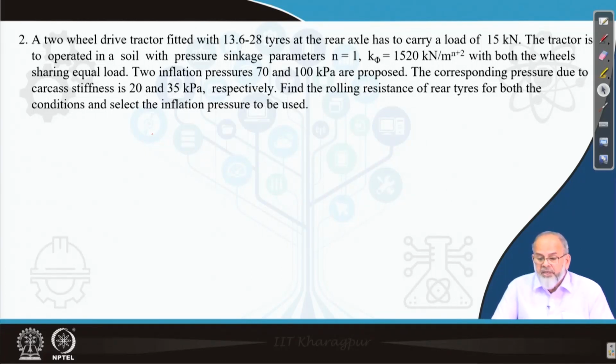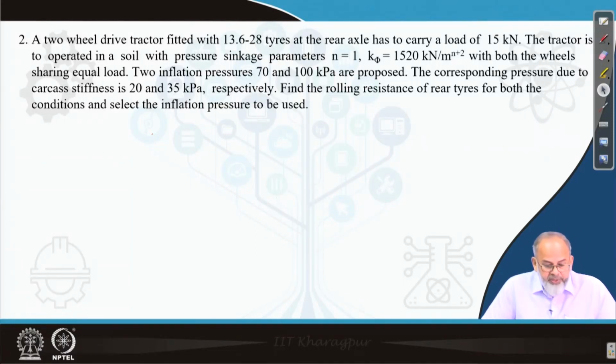frictional modulus of sinkage k phi 1520 kilonewton per meter raised to the power n plus 2, with both the wheels sharing equal load. Then two inflation pressures, 70 and 100 kilopascal, are proposed. The corresponding pressure due to carcass stiffness is 20 and 35 kilopascal respectively. So, what is asked is to find out the rolling resistance of the rear tires for both the conditions, and from there you have to suggest which inflation pressure is to be used.